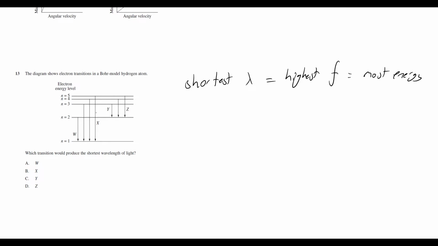Well, it's pretty clearly going to be the transition X, going from the 5th energy level down to the 1st energy level. So that is the largest gap that we can jump here, and so that represents the most energy. So therefore, our answer is going to be B, X.